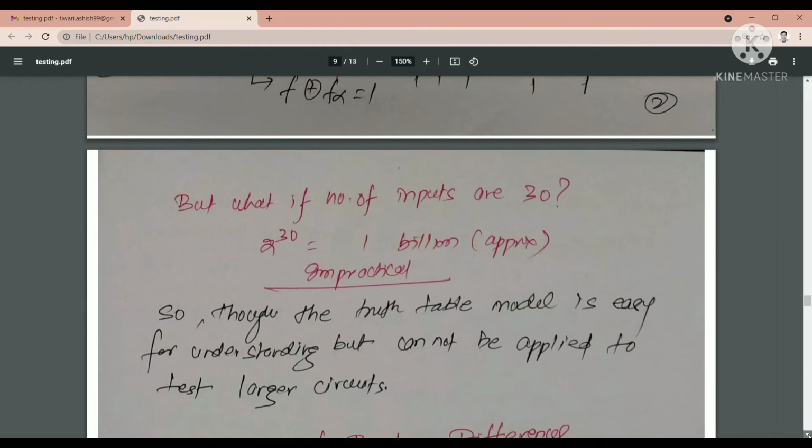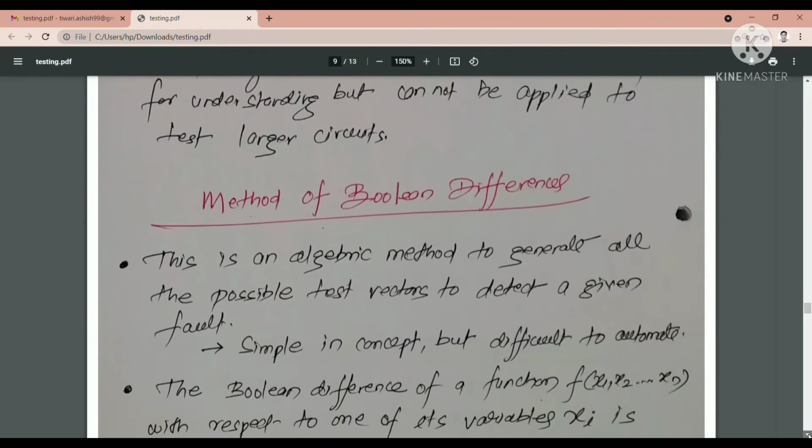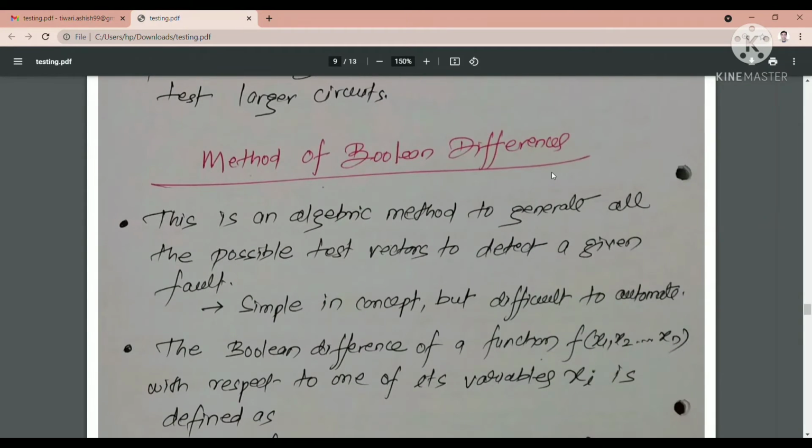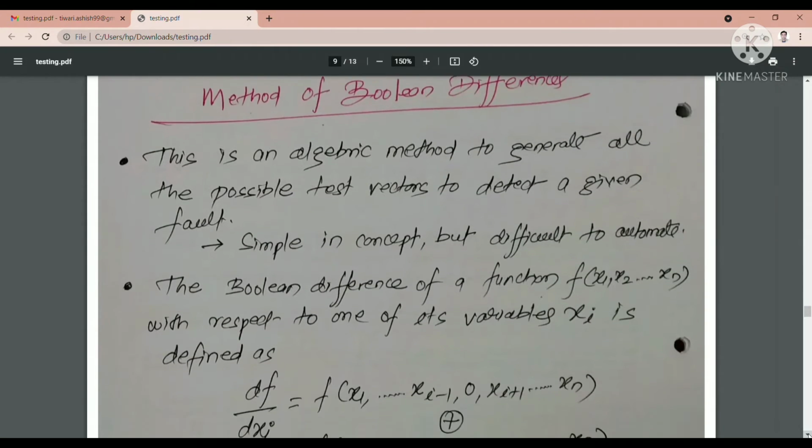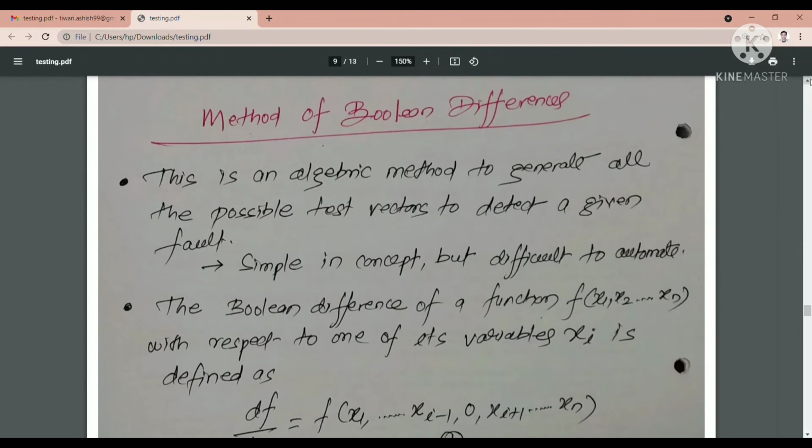The next method is the method of Boolean difference, and what does it say? This is an algebraic method to generate all the possible test vectors to detect a given fault. By this method we can generate a number of test vectors to detect any given fault. It is simple in concept but difficult to automate. The concept is simple but automation is difficult. We will see. Next is the Boolean difference of a function.